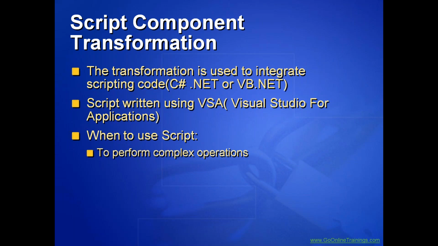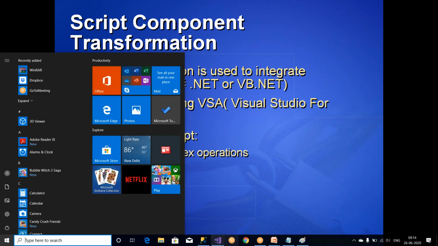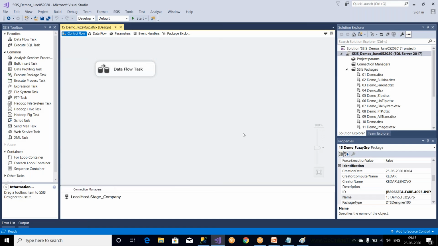Script component transformation we have. This transformation is used to integrate scripting code, C#.NET or VB.NET. The script is written using VSA, Visual Studio for Applications. When to use scripting? I had told you a lot of points.